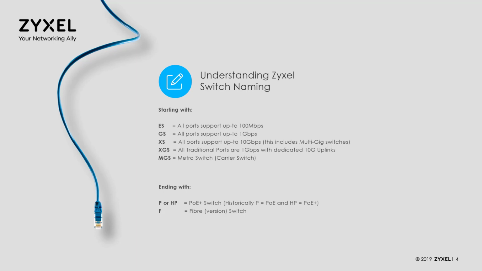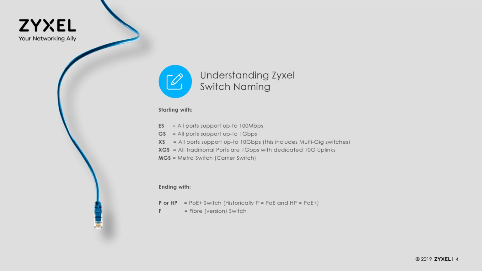Next on our list is MGS. MGS represents our metro switch range, often used for aggregation in networks. So a termination point where we bring everything back to one central point. It has some very unique features for service providers and is often used in projects, but it's just so you're aware that this switch exists.